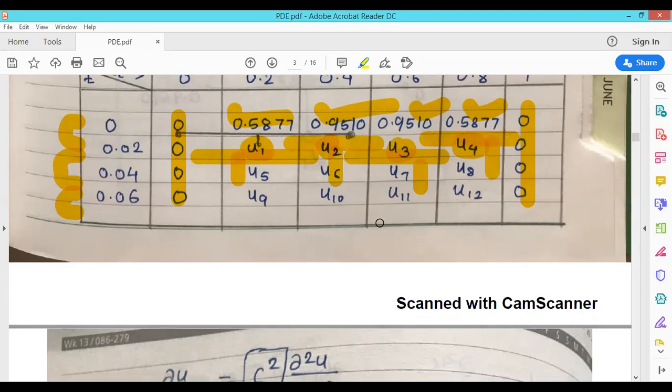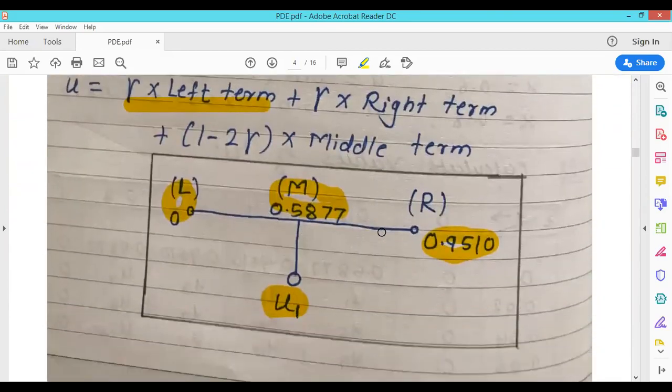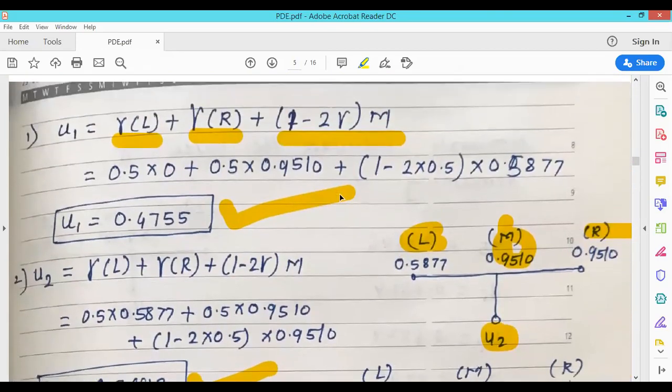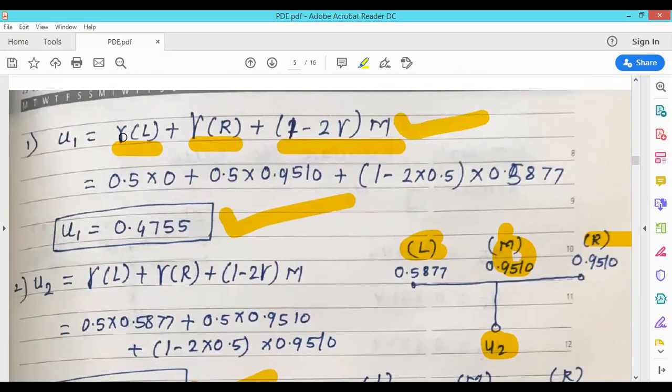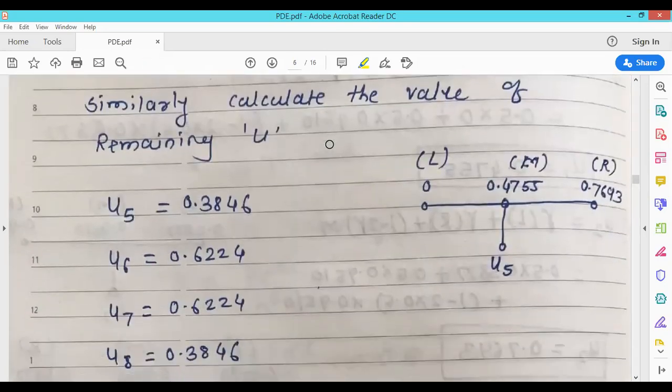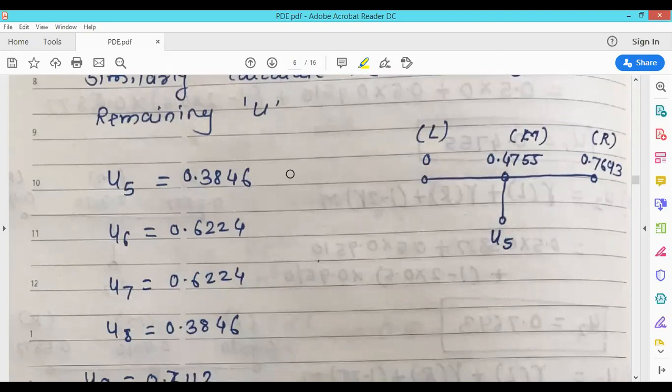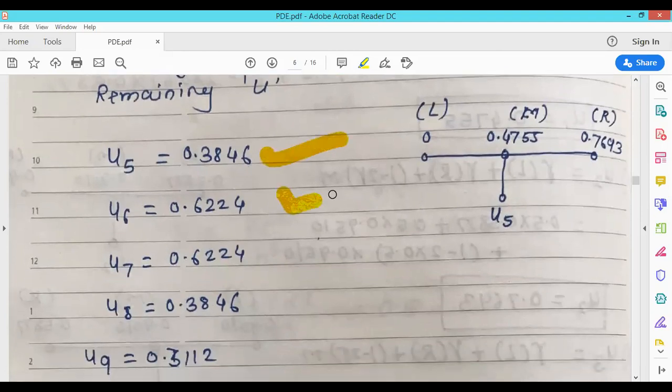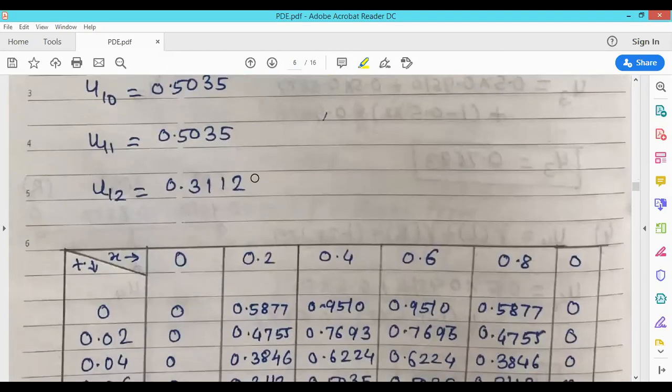Yes, so that we have to find out by using that formula, this one. Gamma into left term, gamma into right term, plus 1 minus 2 gamma into middle term. Similarly, I have to write down all these values U5, U6 up to U12.